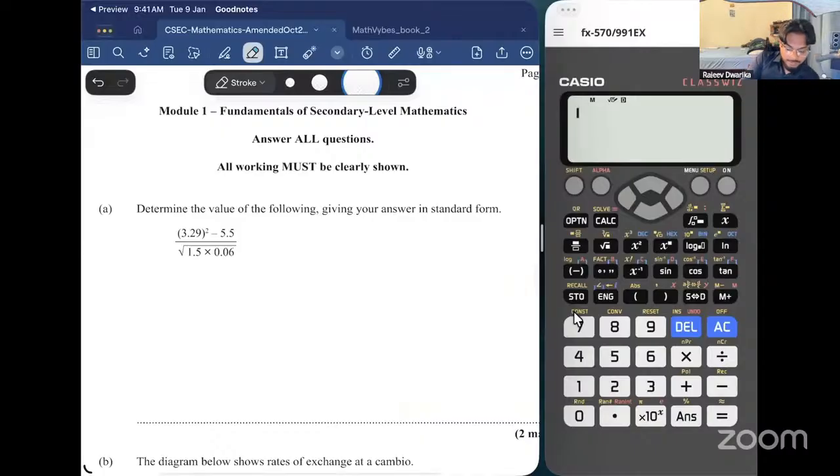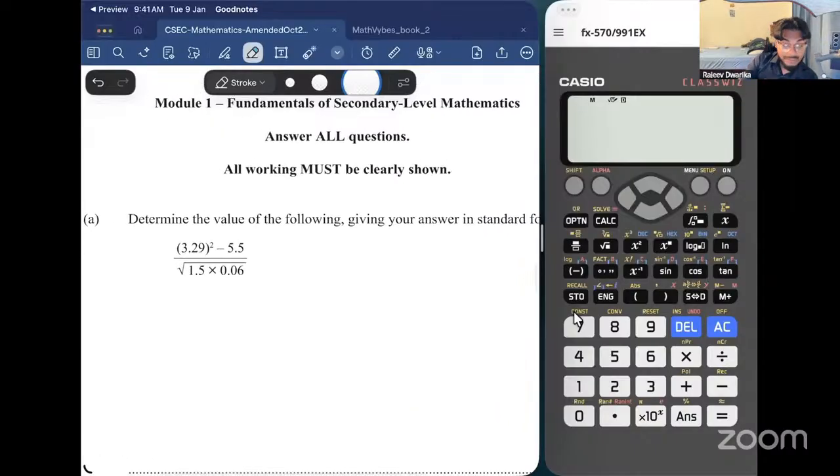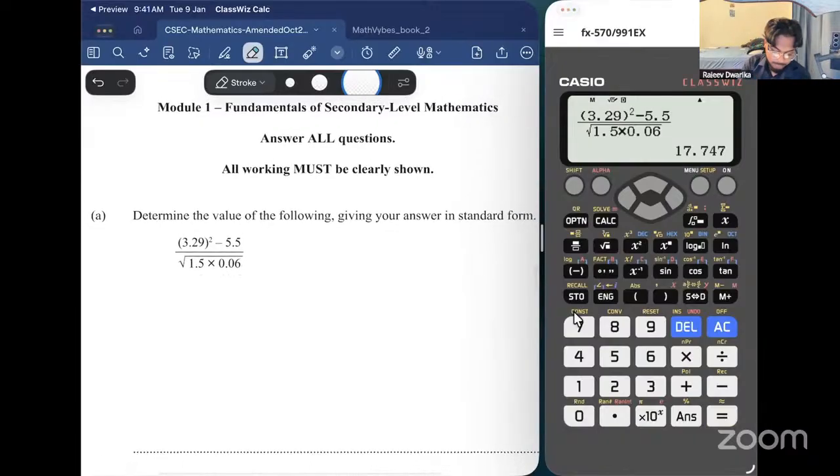Alright. So the first thing you're gonna do, you're gonna put this into your calculator. So we're gonna press the fraction button. Sharp people wouldn't know about this. Alright, get Casio. And I'm gonna put 3.29 close bracket squared minus 5.5. Then in the denominator, I'm gonna press the square root button. I'm gonna put 1.5 multiplied by 0.06. If you do everything correctly, you should get 17.747.